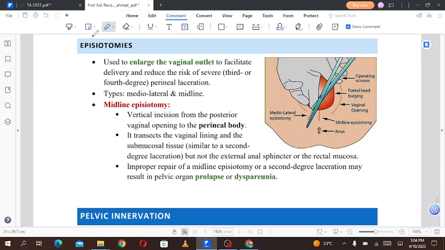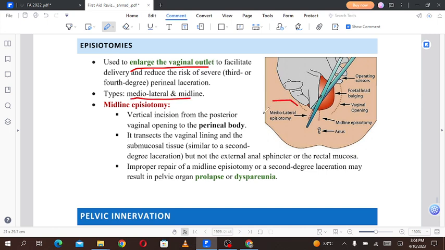So in this session we will talk about episiotomies. Episiotomy is used to enlarge the vaginal outlet to facilitate the delivery and reduce the risk of severe third or fourth degree perineal laceration. Types are mediolateral and midline.